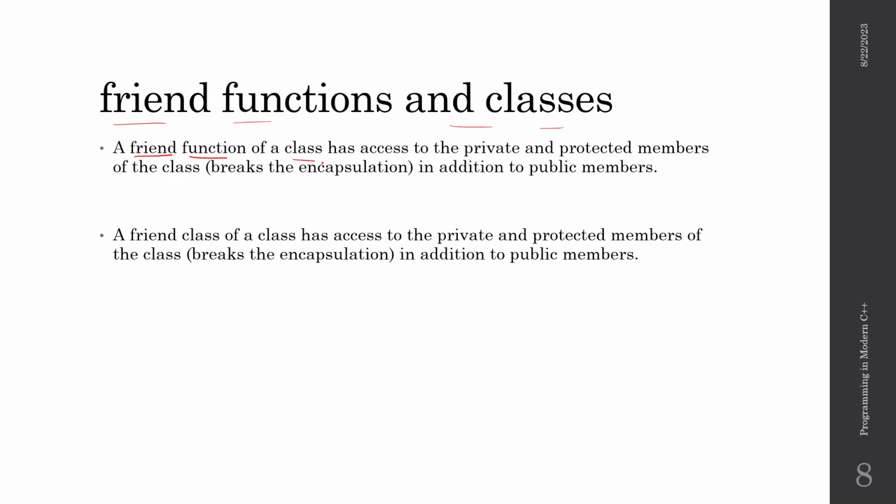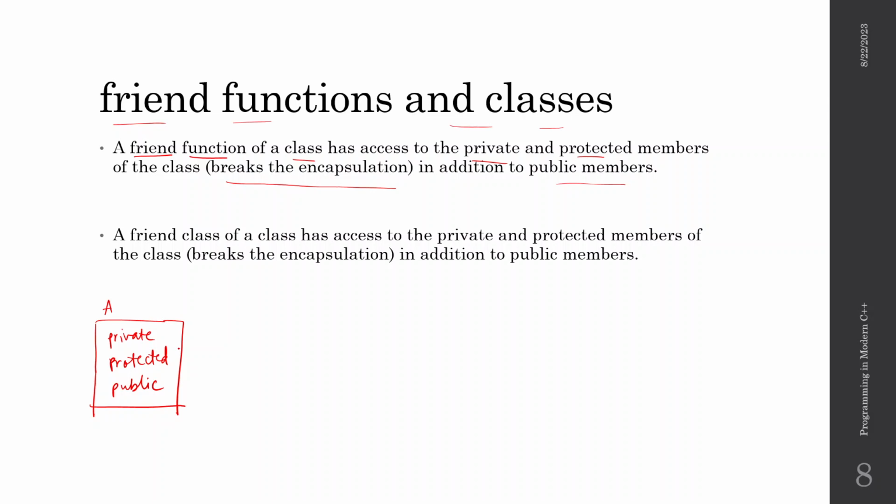A friend function of a class has access to the private and protected members of the class. Okay, so this is a way to break the encapsulation, in addition to the public members. Let us say that we have a class A with some private or protected data members, and also some public data members.